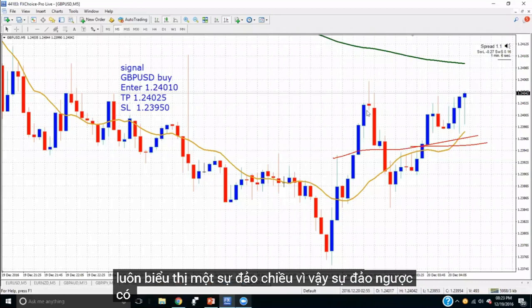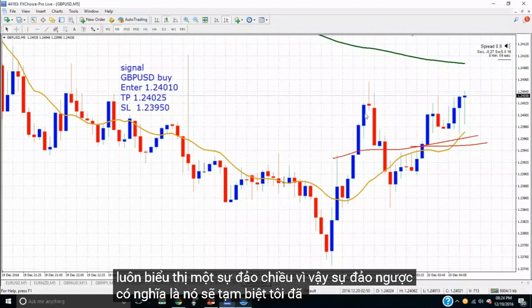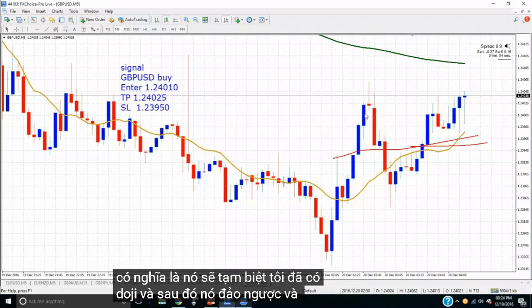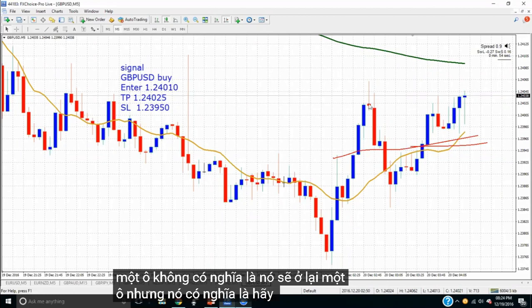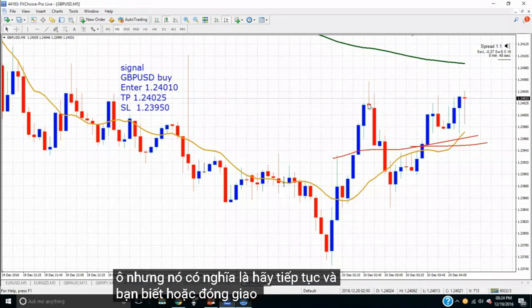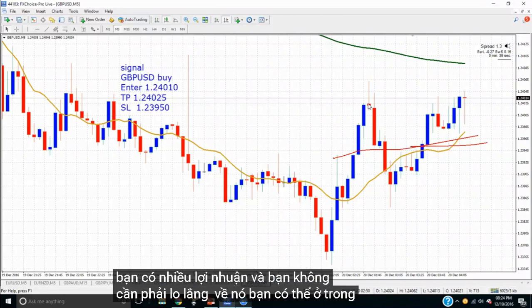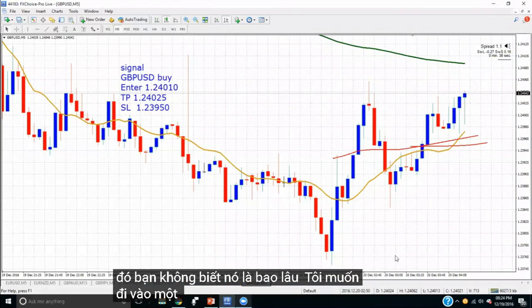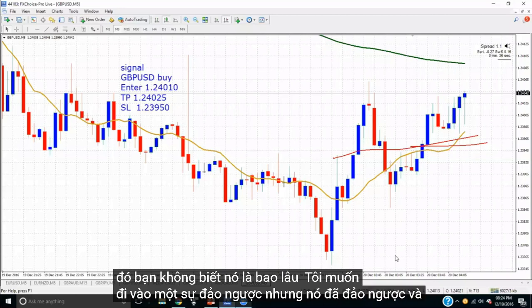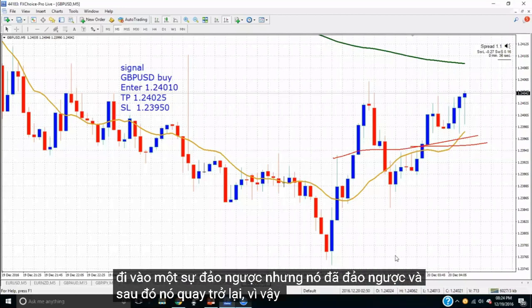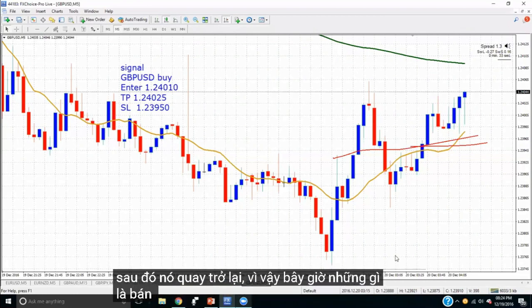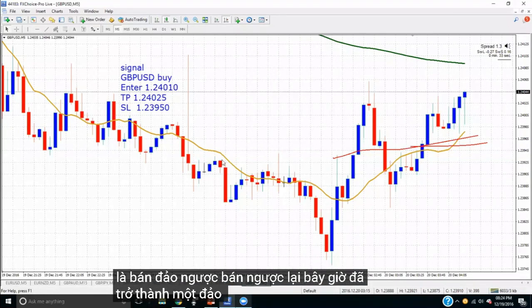So reversal means it was going into a buy, I got my doji, and then it reversed and went into a sell. Doesn't mean it's going to stay a sell, but it means, hey, go ahead and either close your trade, or if you're in plenty of profit and you don't need to worry about it, you can stay in it. Don't know how long it's going to go into a reversal, but it reversed, and then now it's going back up. So now what was a sell reverse has now become a buy reverse, a buy.